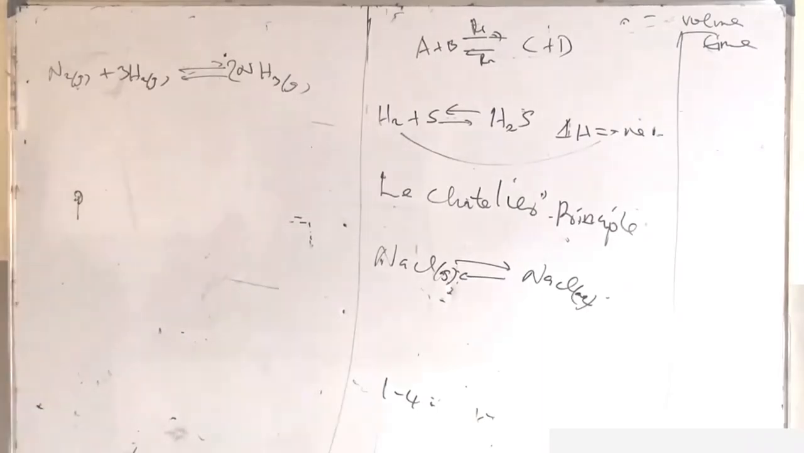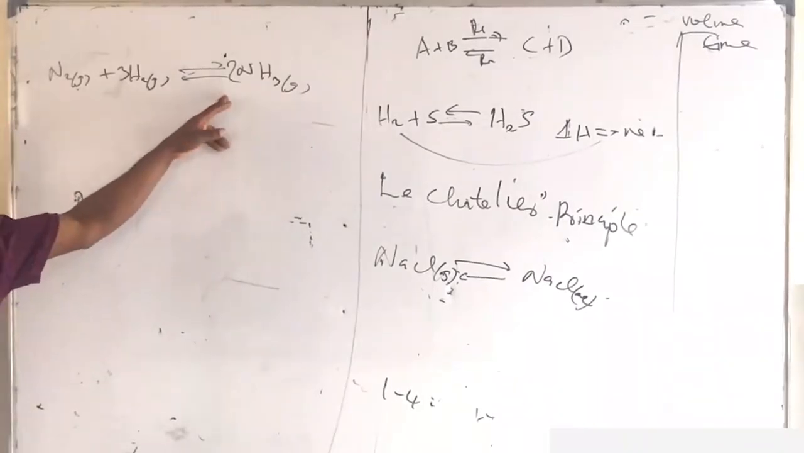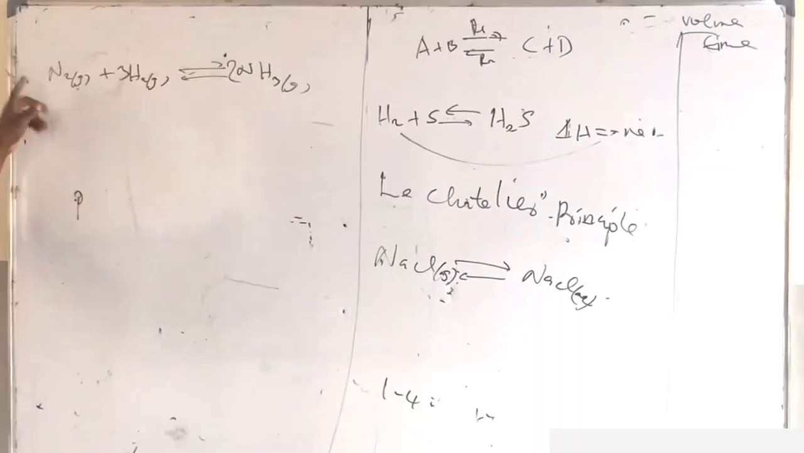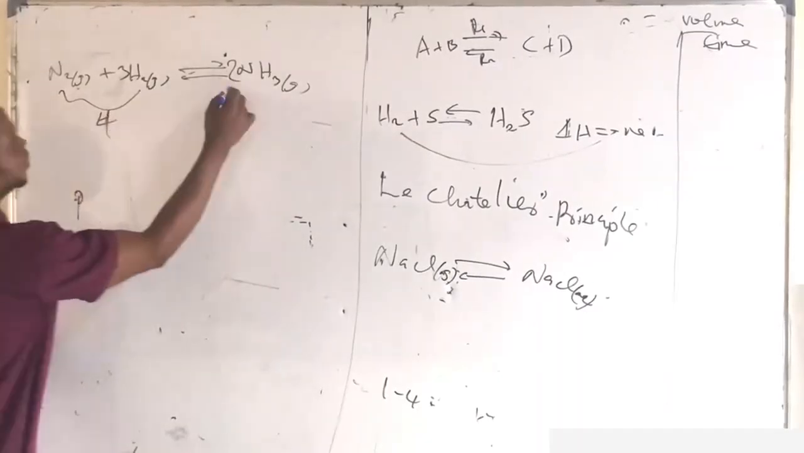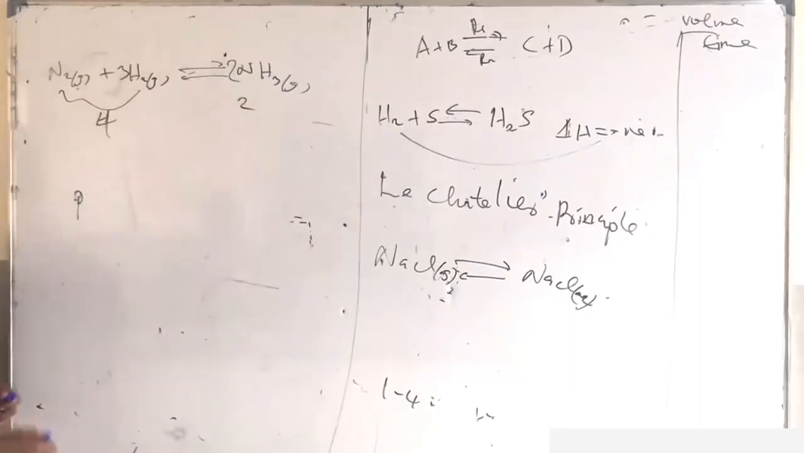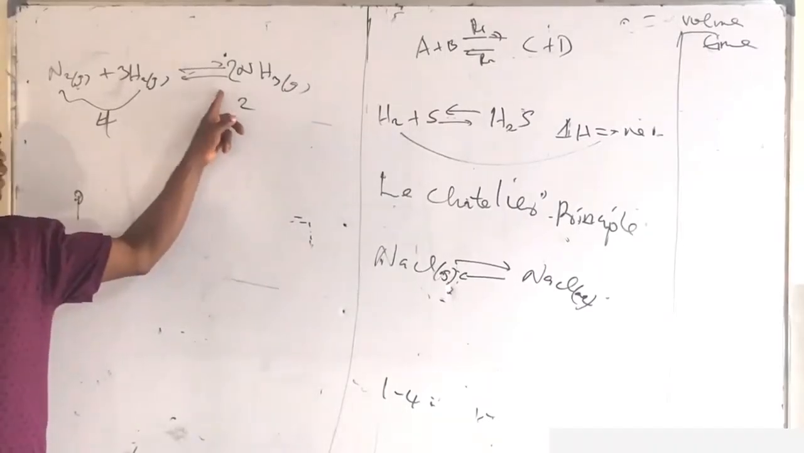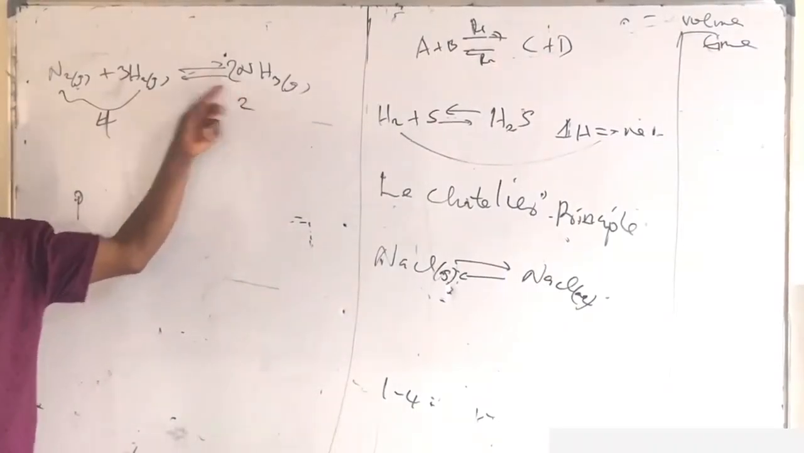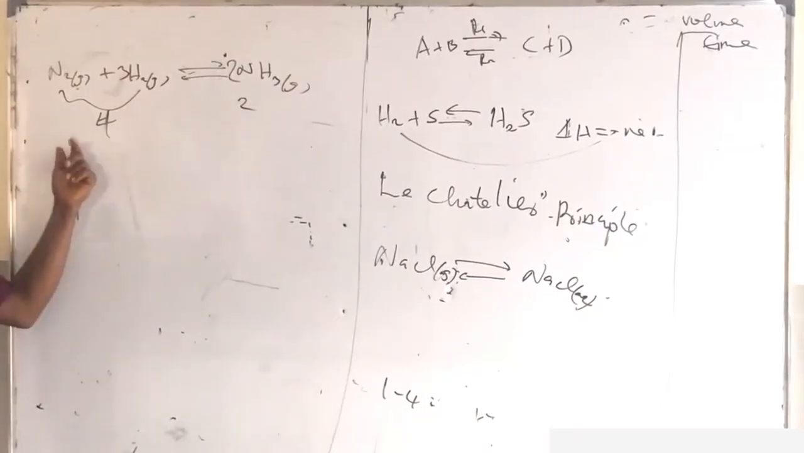Increase in pressure. Okay, follow my own word. Increase in pressure favors which side? The forward reaction, right? Why do you say that? Because how many moles are here? 4 moles, correct. And here is how many moles? 2 moles. So increase in pressure favors the side with fewer moles, which is this side. And the other way around, decrease in pressure favors the backward reaction, because it has more moles. Understand?